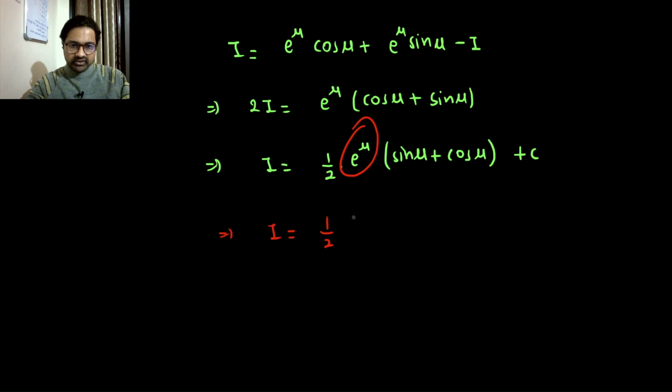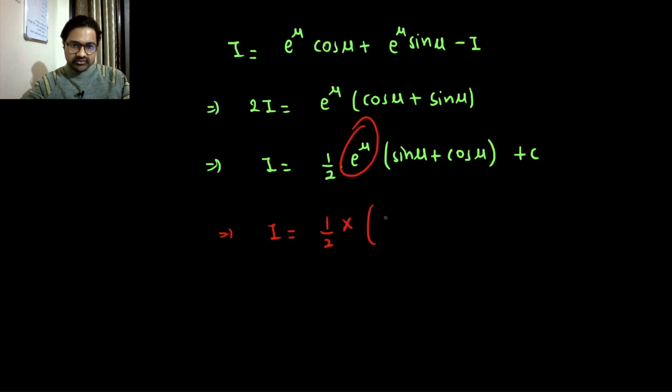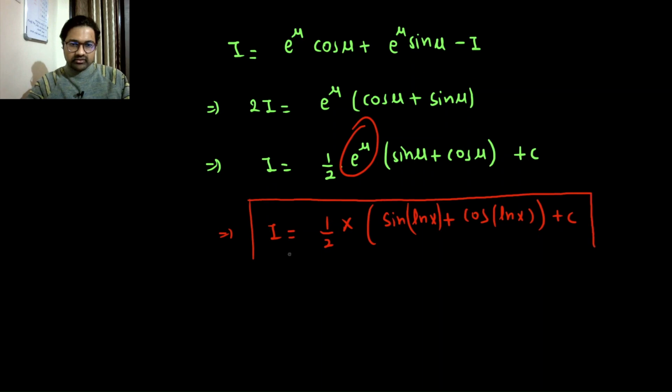So I'm going to replace this e raised to u with x, and now the u's are going to be replaced with natural log of x. So this becomes x times 1 over 2 times sine of natural log of x plus cos of natural log of x plus c. I'm going to box it up, and this is our final answer.